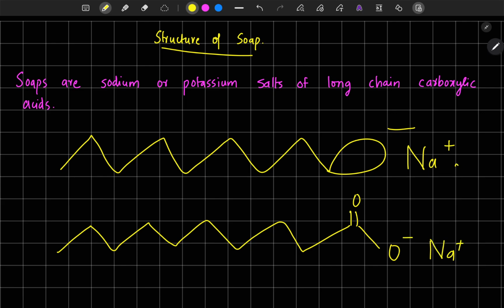This one is a simplified structure. This one is given in the NCERT textbook, and this one is also correct. Instead of this Na plus, K plus can also come. So you need to understand what is a salt.